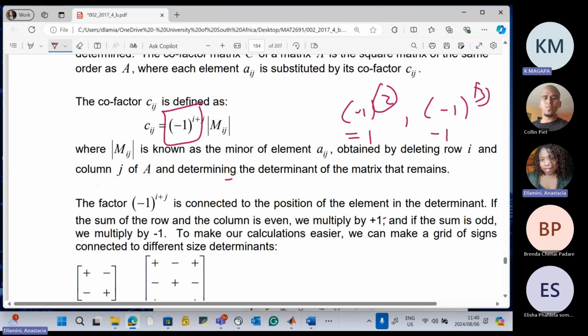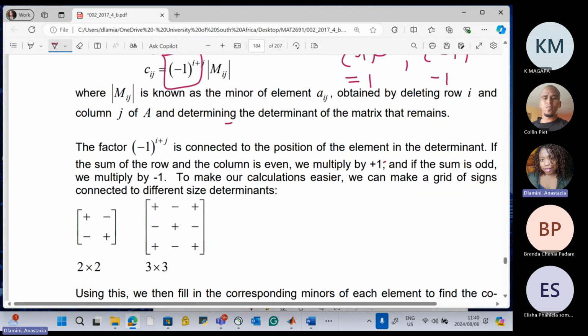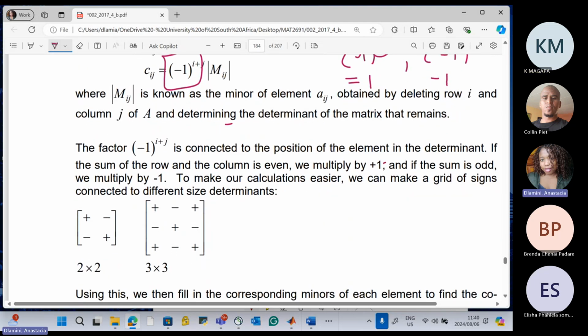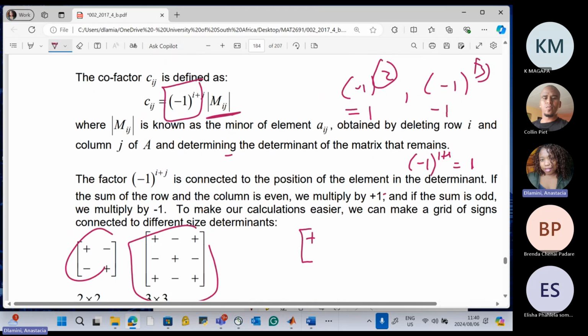A negative 1. Yes. So now, here they gave you a simple thing of saying you can just go find the minors of them and use these two boxes. Because I know in a 2 by 2, row 1, column 1, 1 plus 1 is equal to 2. Therefore it equals 1. That's why they say it's positive, meaning this factor here.